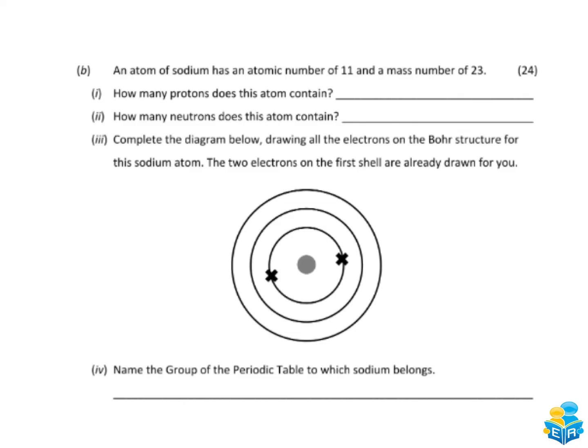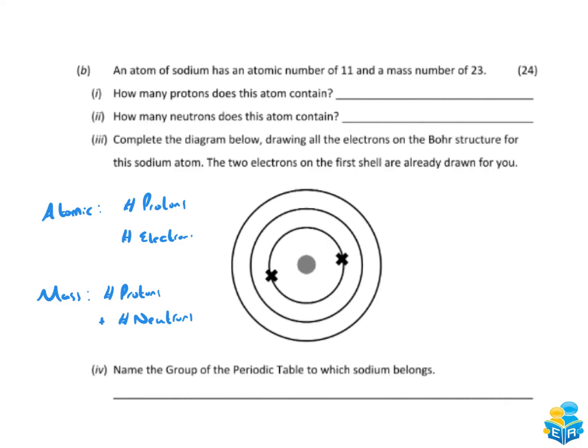Another question here: an atom of sodium has an atomic number of 11 and a mass number of 23. So remember, the atomic number tells us the number of protons, and it actually also tells us the number of electrons because they're going to be the same. The mass number is the total of the protons plus the number of neutrons added together. I'll just write that down below just in case I run out of room. So it's the protons plus the number of neutrons.